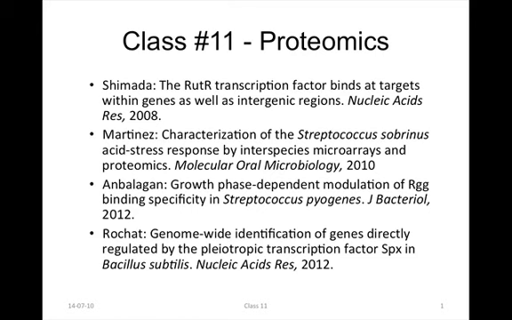It's the Proteomics papers. The first paper is by Shimada, the RutR transcription factor. So there are 4 papers here. RutR transcription factor binds targets within genes. Martinez writes a paper, characterization of the Streptococcus cerebrinus acid stress response by interspecies microarrays. And Balagan, growth phase dependent modulation of RGG. Rochat talks about genome-wide identification of genes regulated by Spx in Bacillus subtilis.